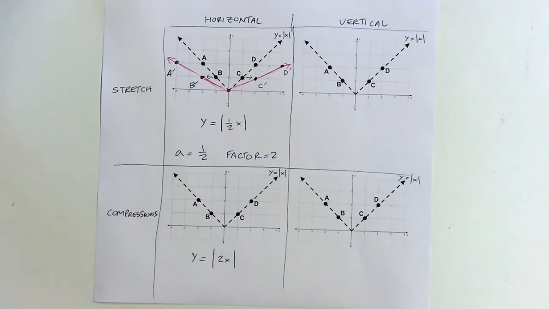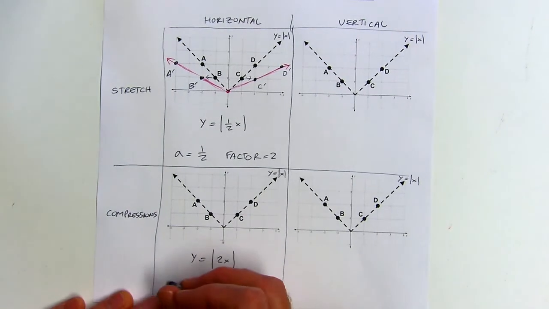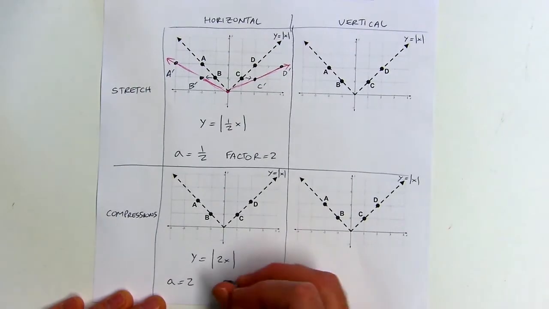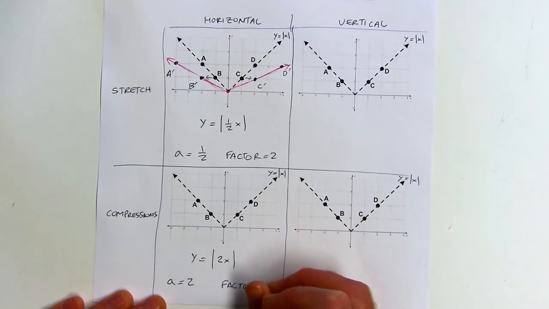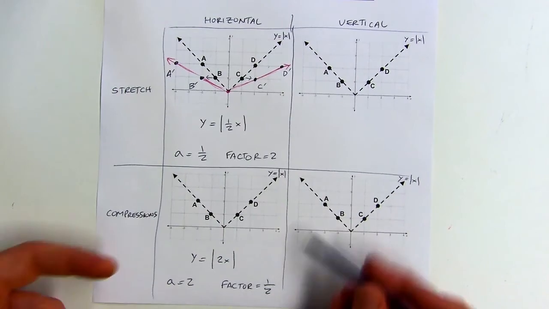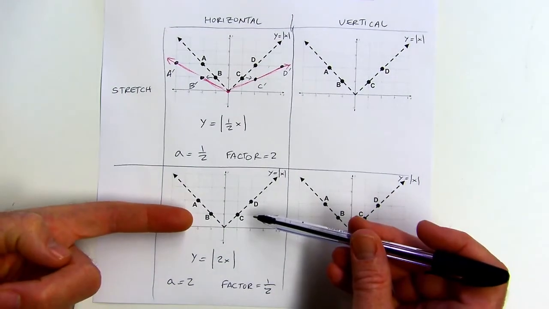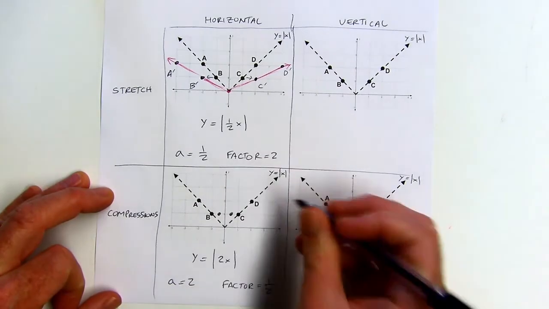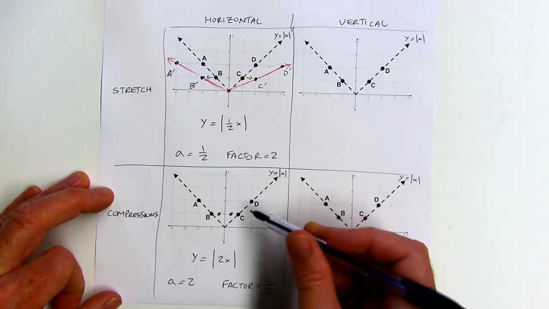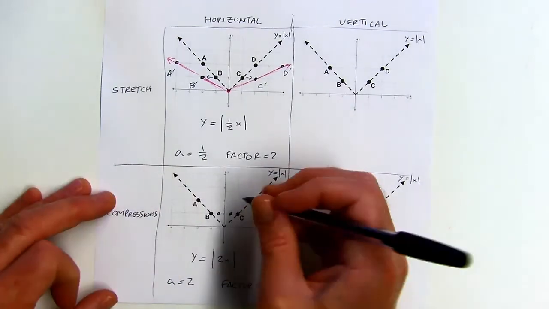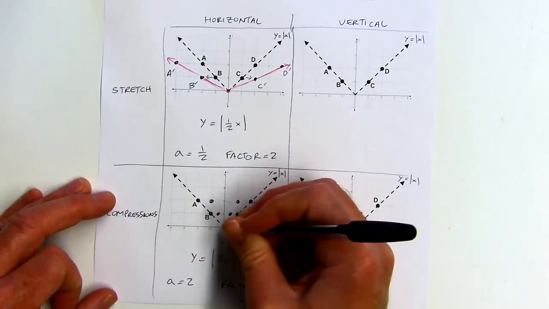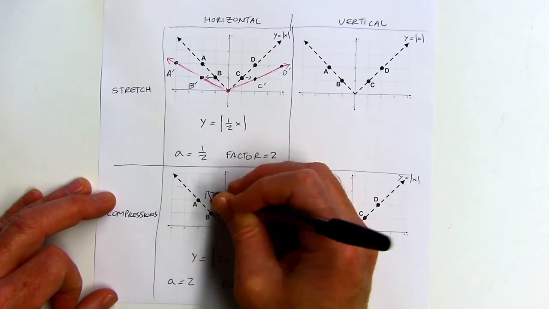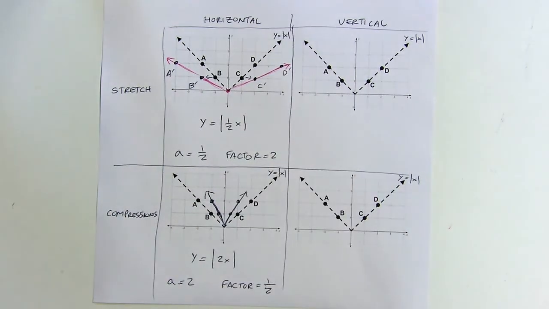So let's look at the horizontal compression then. So here a is 2, and the factor is going to be the reciprocal of that. So when you multiply these x coordinates by 1/2, they're going to get closer to the center. So points B and C would end up here and here, a half unit from the center, right? Points A and D are 2 units from the center, so I want to take half of that, and then we're going to have a graph that looks something like that, okay? Which makes it narrower, right?